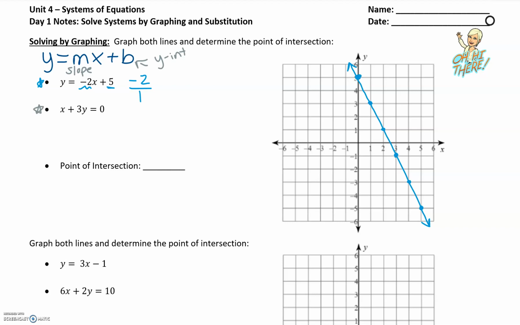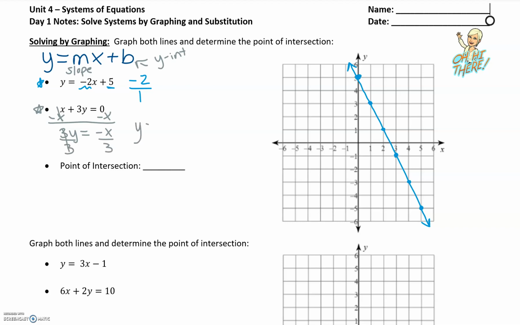Now, oh no, something's not okay with this equation. The y is not by itself. It's not in the form y equals mx plus b. So the first thing we need to do is subtract the x from both sides. So we have 3y equals negative x. I don't need to put plus 0 because adding nothing is not going to change it. And then I need to get rid of the 3, so to undo that we use division.